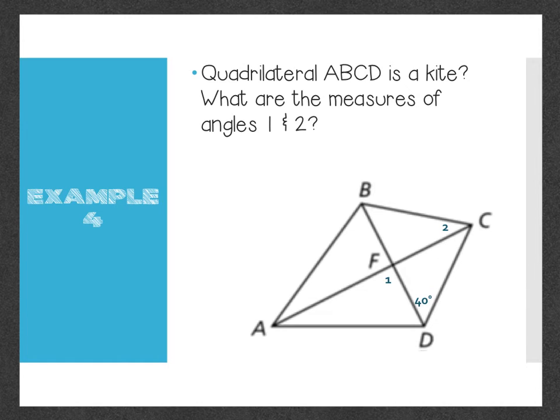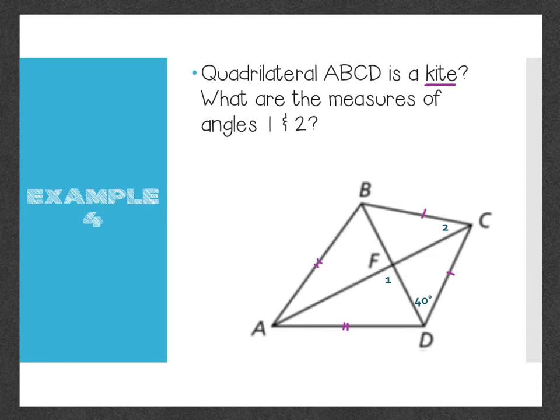This one says quadrilateral ABCD is a kite. What are the measures of angles 1 and 2? So it should be obvious which are the matching sides. Like I know BC matches CD and BA matches DA because those look to be the same length. They'll either be marked or it'll be obvious like that. So this is a kite, and again, I would either have the markings on the diagram or it would be in the directions.